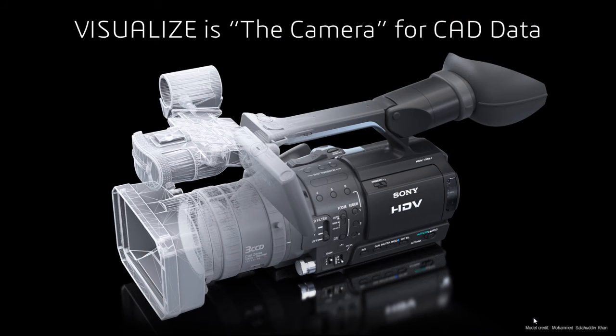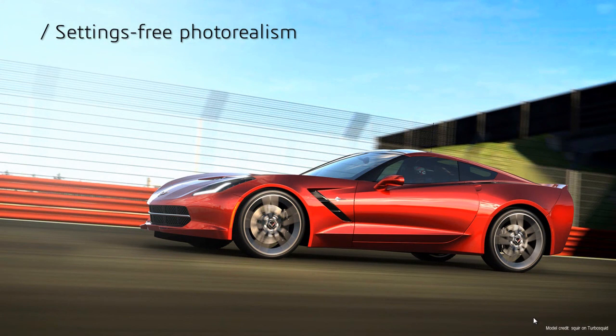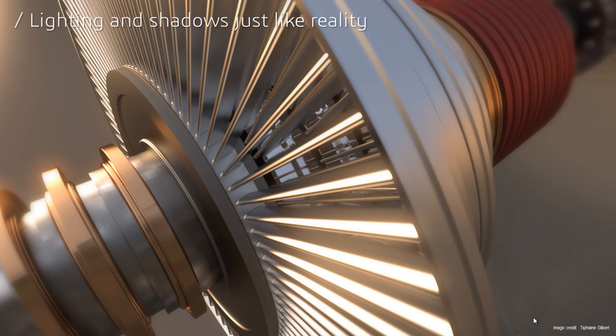So Visualize is like the camera for your CAD data. Next, I have some images rendered using SolidWorks Visualize. I'll be showing that. So this looks like an image captured using a camera, but it is rendered using SolidWorks Visualize. All this blurry effect and motion effect can be created here. Next, for interior design, the sunlight effects can be controlled. Then the lighting and shadow, for example here, can be controlled. You can see here.